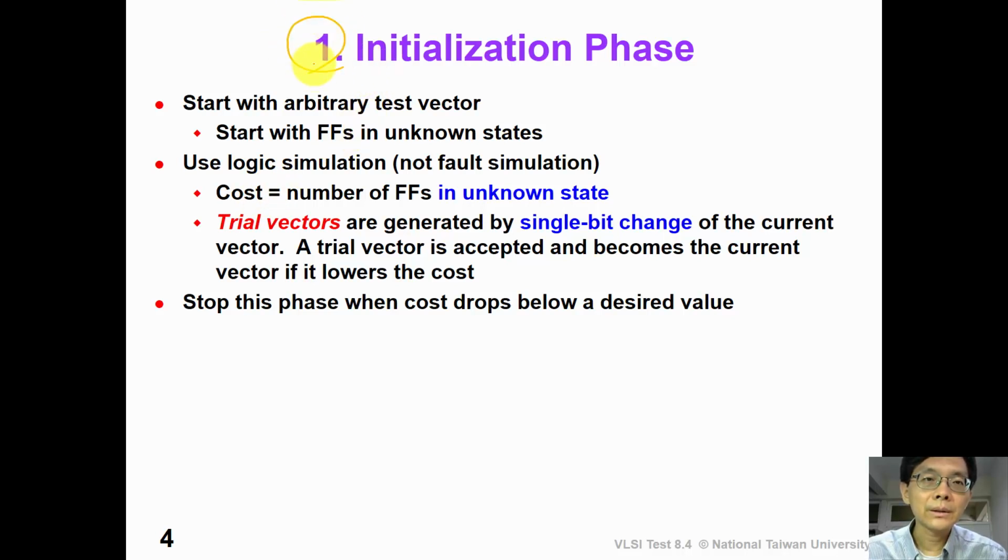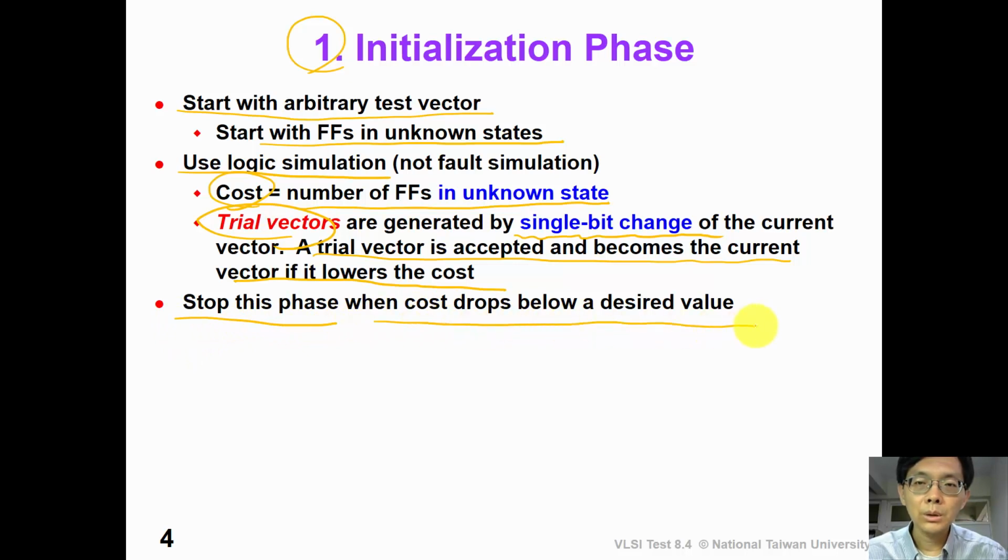First, the initialization phase. We start with an arbitrary test vector, and all the flip-flops are initially in an unknown state. We use a logic simulation to evaluate the cost, which is the number of flip-flops in an unknown state. Trial vectors are generated by single bit change of the current vector. A trial vector is accepted and becomes the next current vector if it lowers the cost. And we will stop this phase when the cost drops below a desired value.